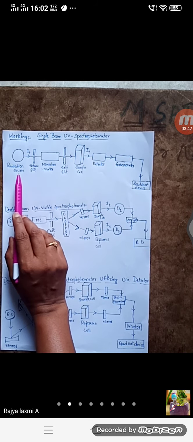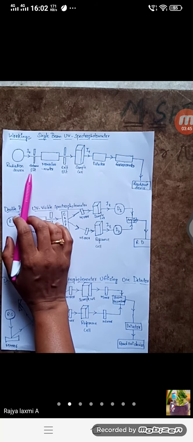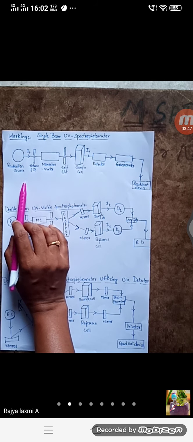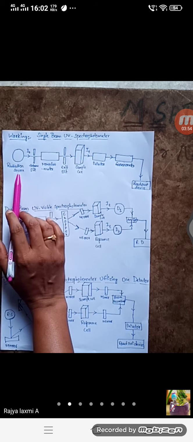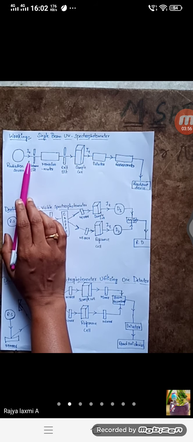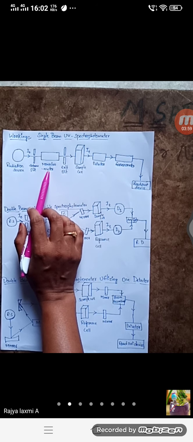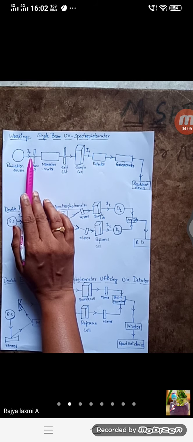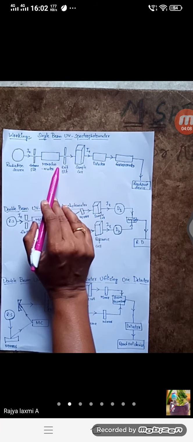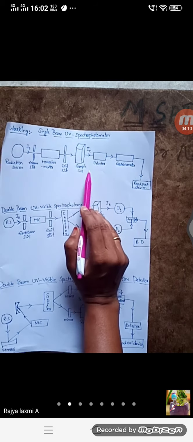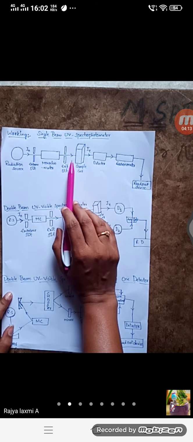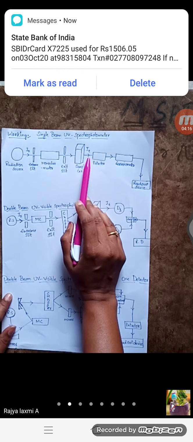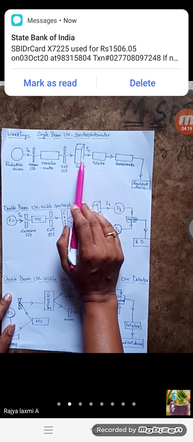To put it simply, first the radiation source: it may be a tungsten lamp, a mercury arc, a hydrogen discharge lamp, a deuterium lamp, any lamp. From this radiation source the light passes through the entrance slit and falls on the monochromator. Here the intensity of incident light is observed. This light passes through the monochromator and the exit slit, and again it falls on the sample cell. After that the remaining light is transmitted.